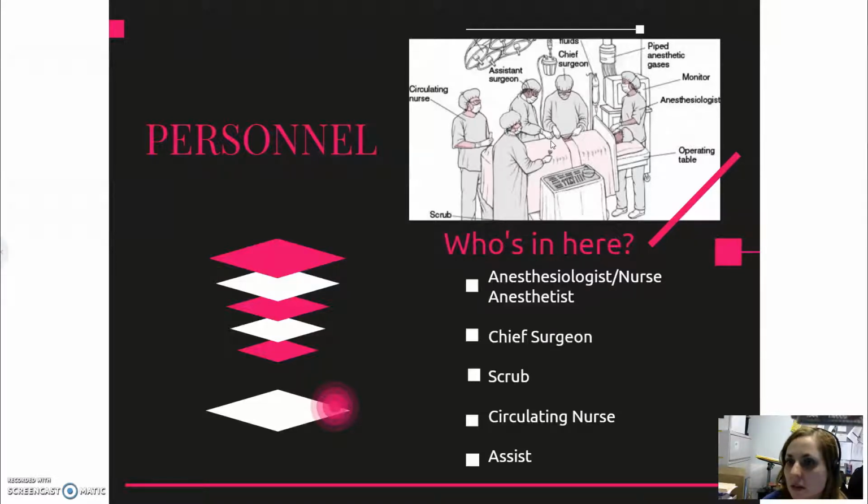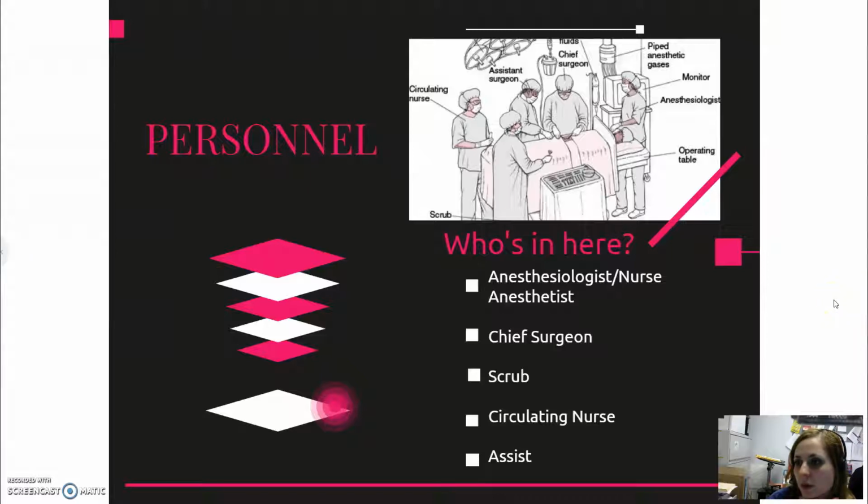And then the scrub is the person that's handing instruments over. And that could be a tech, could also be a nurse. So there's scrub nurses and there are scrub techs. It really depends on the facility, what they choose to use, but also regulations in different states too, and what people are allowed to do.